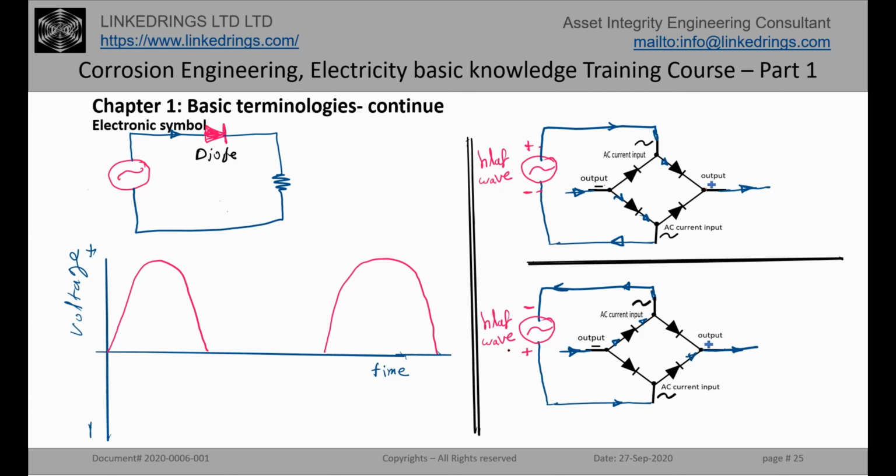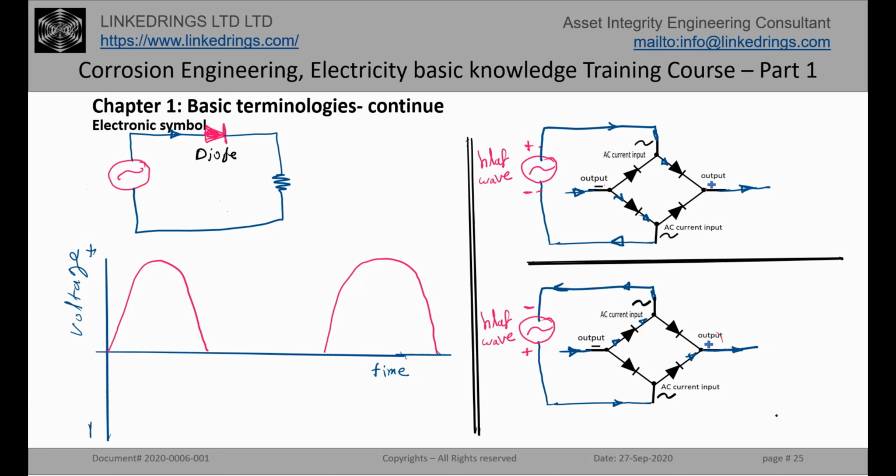What will happen during the other half wave? During the other half wave, this side is negative and this side is positive. This side being negative means the current is going through here. This side is positive, so the current will go this way. The current cannot go here, so it will go here. So this is again positive. This side is always positive.